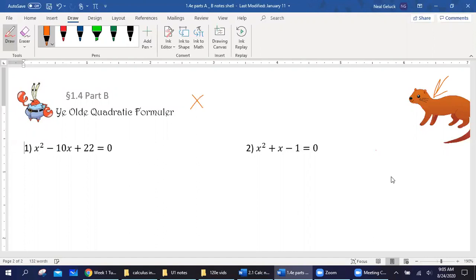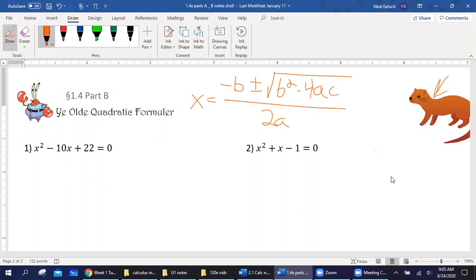It goes x is equal to negative b plus or minus the square root of b squared minus 4ac all over 2a. So again, x is equal to negative b plus or minus the square root of b squared minus 4ac all over 2a.